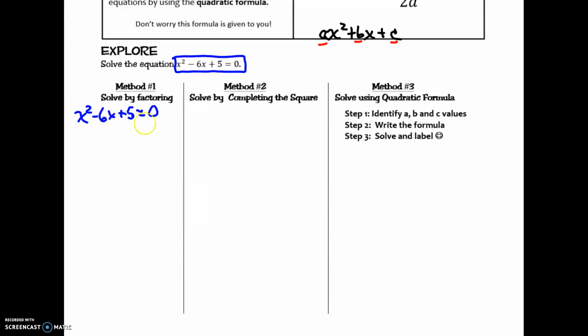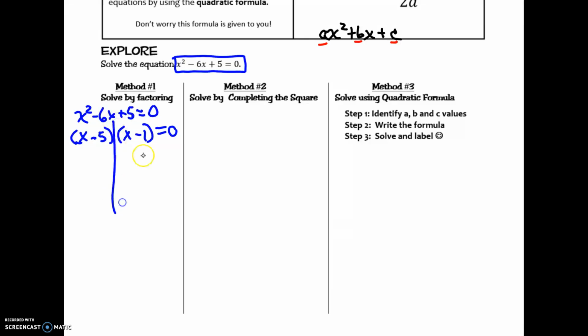From here, because it's a trinomial, I'm going to use sum and product. I need two factors that are going to multiply to 5 and add to negative 6. So my two numbers would be -5 and -1. Now these are my factors, but they're not my roots.